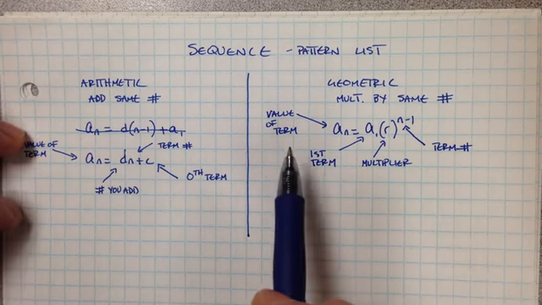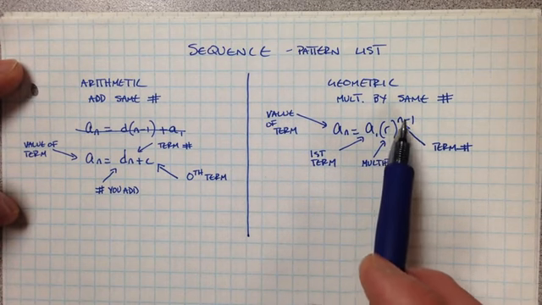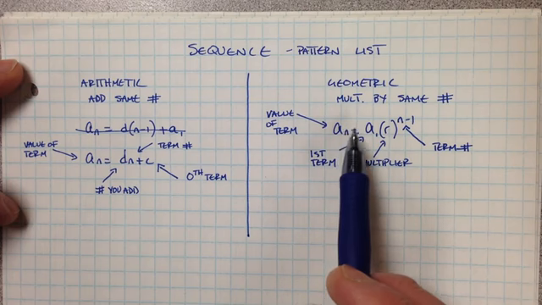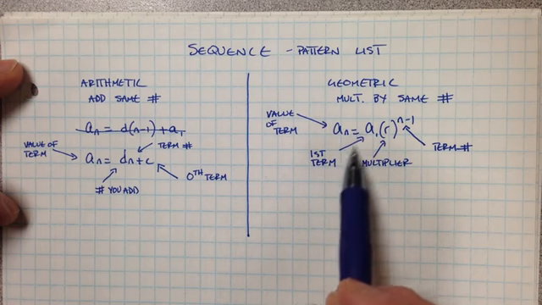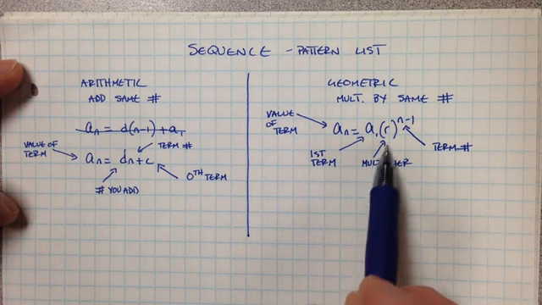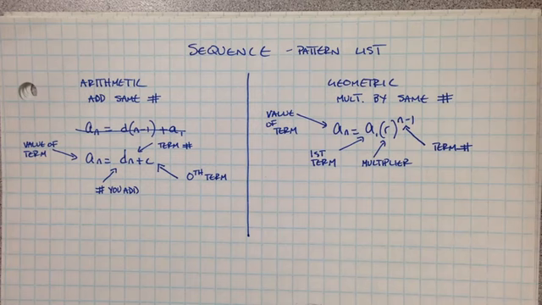Okay, coming over here into geometric, similar type stuff. N is the term number that you have. A sub n is the value of that term. A sub 1 will be the first term in that list, and r is the multiplier, the number you are multiplying by. So one of the best ways to deal with this is to actually look at it in action.